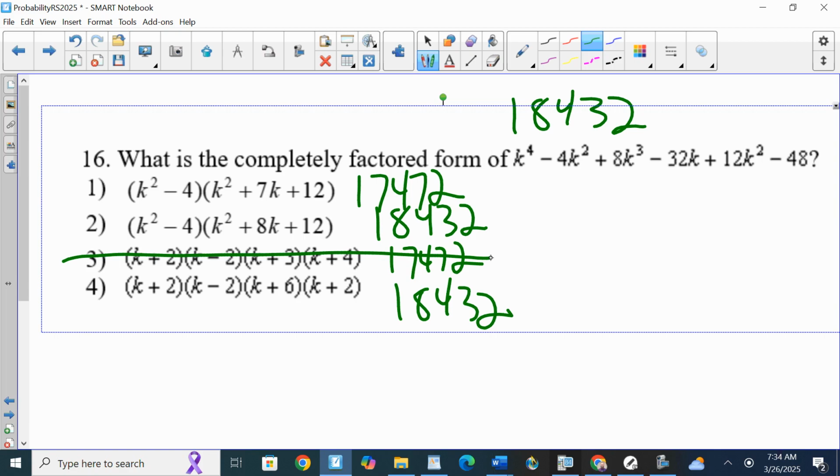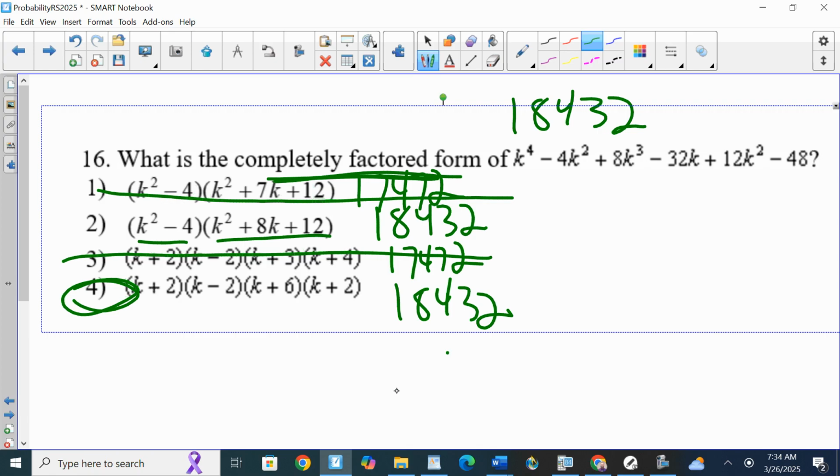So this is out and this is out. Completely factored. Which one is completely factored? Which one cannot be factored further? Choice 4. Because this is dots and this is a trinomial. Let's go over this by hand now.